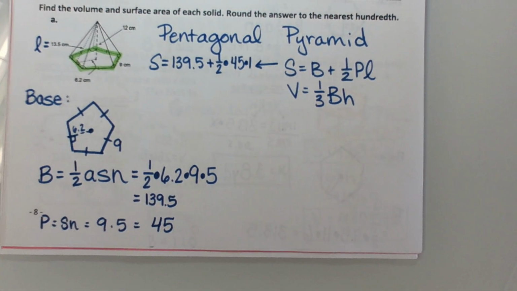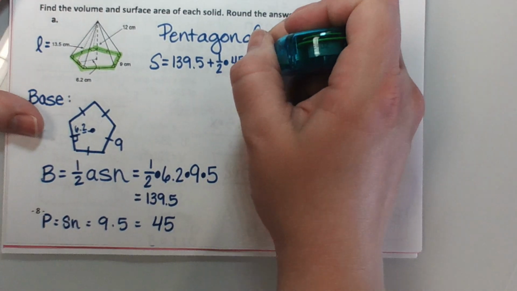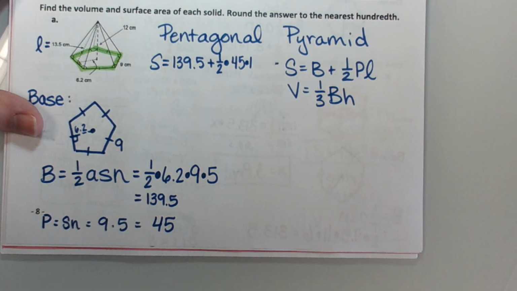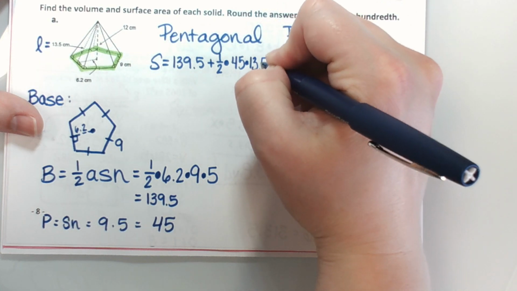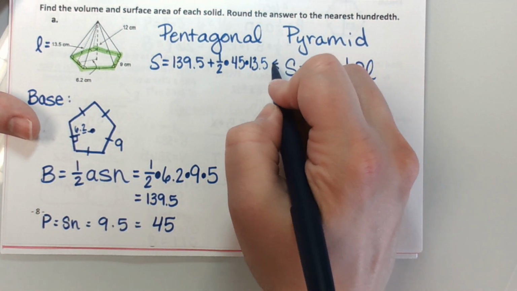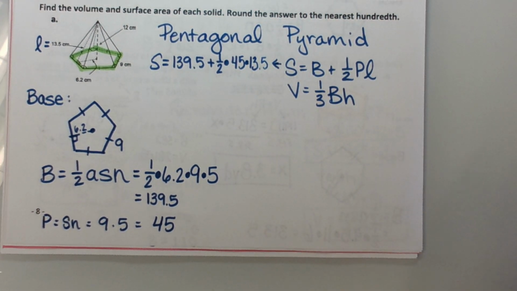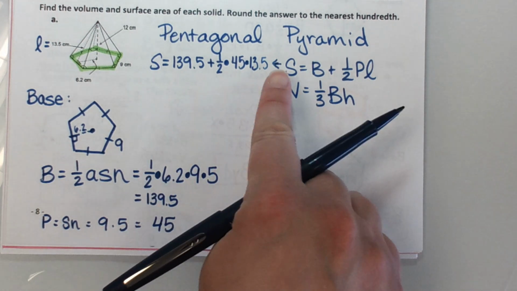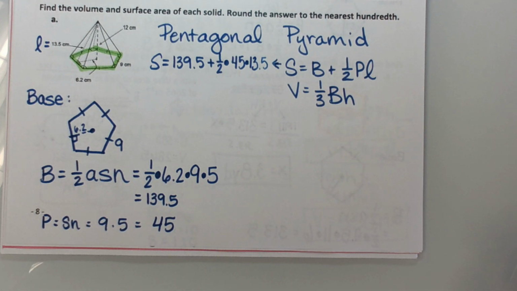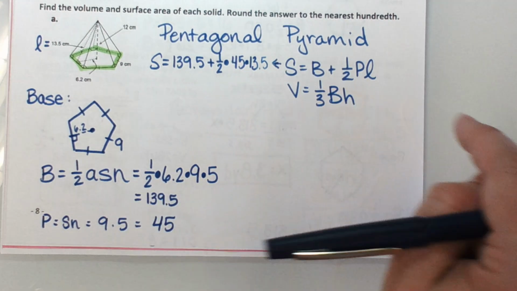I did not give myself enough room to write this. This is how big I write. It's not the prettiest formula, but guess what? It's calculator friendly. If you choose to do it in pieces, what things do you have to do first? By order of operations, what operations have to go first in this formula? 45 times 13.5 times 1/2. That's right.